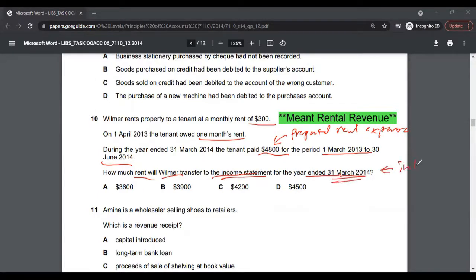So basically, rent for the year ended 2014. This question is very simple. It's only going to be 300 times 12, because there are 12 months in a financial year, and each month's rent is $300. So the total rent for 1 year is $3,600. So the answer to multiple choice 10 is option 9.